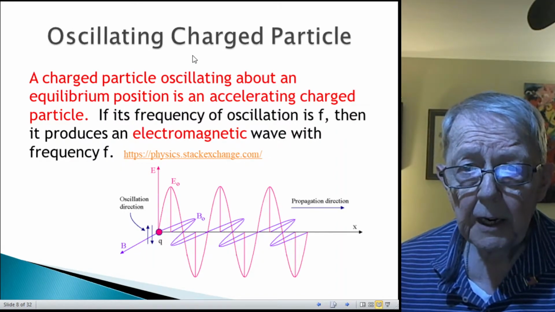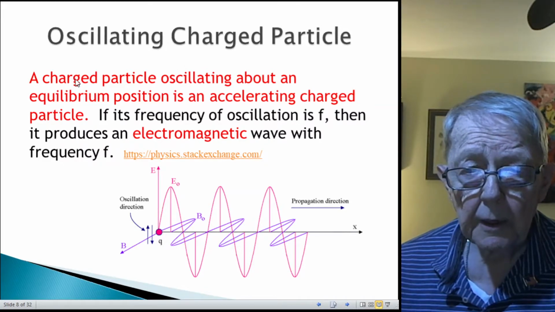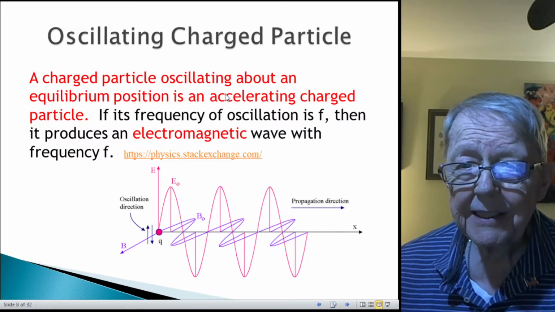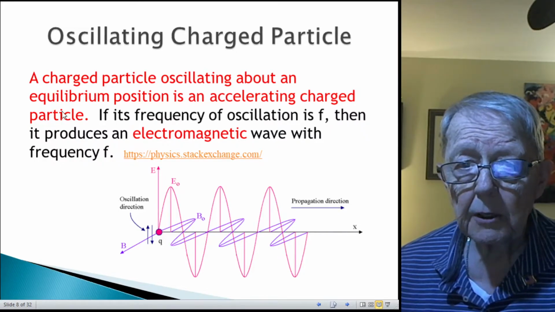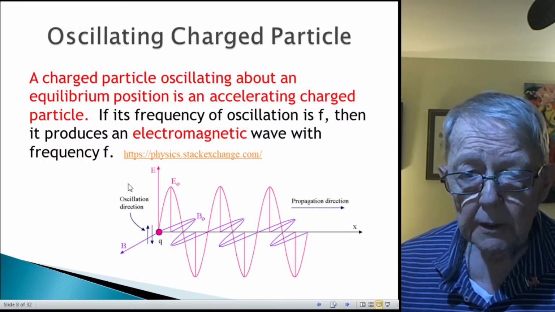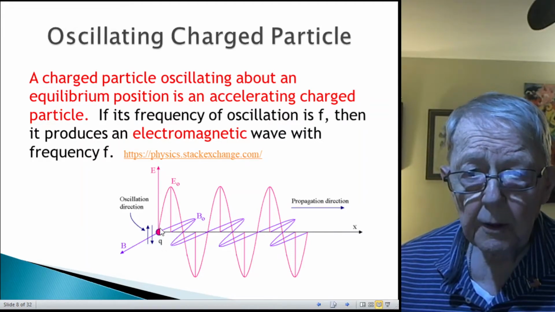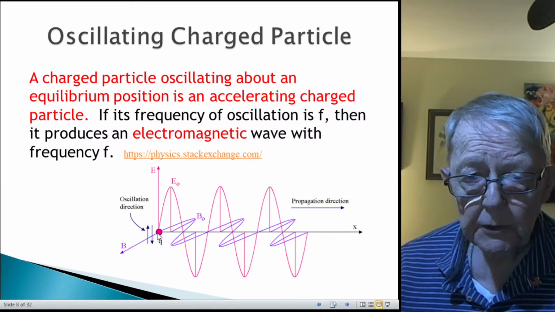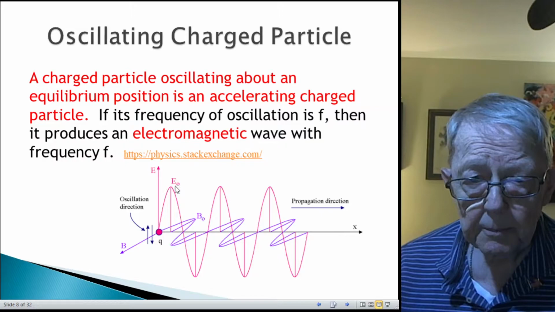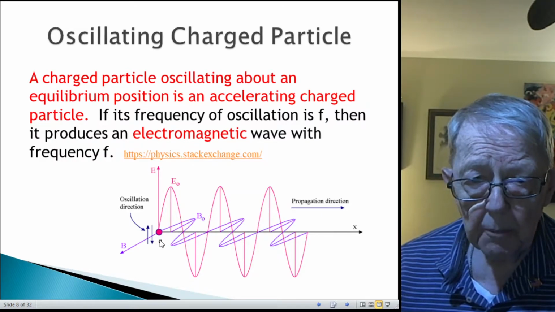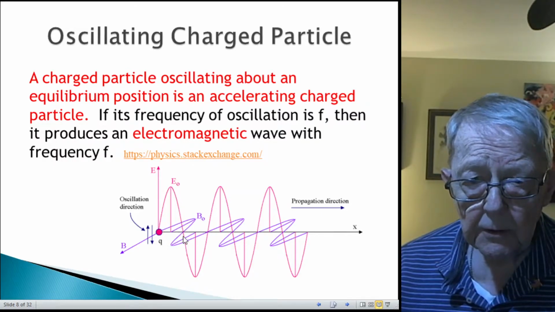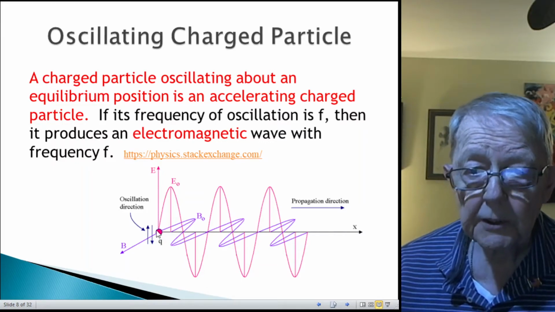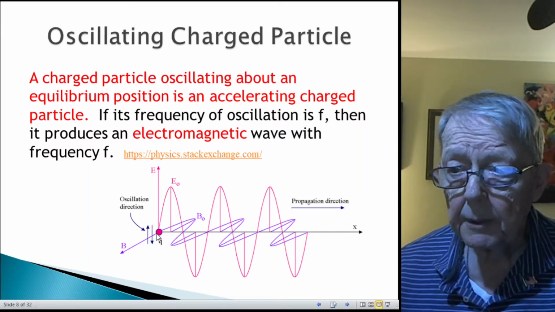And then finally, an oscillating charged particle. A charged particle oscillating about an equilibrium position is an accelerating charged particle. Here's a charged particle, and it's oscillating about an equilibrium position, which is the origin here, and it goes up and it goes down, and presumably the electric field goes up and down. Why? Because this charged particle is moving up and down.